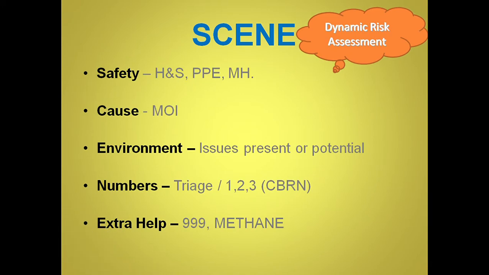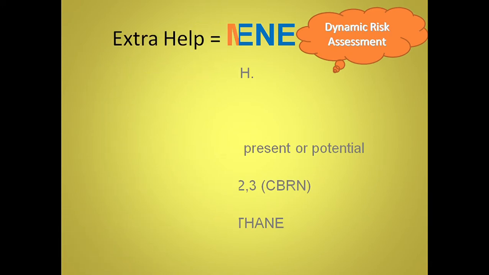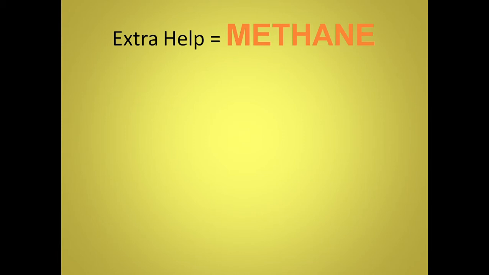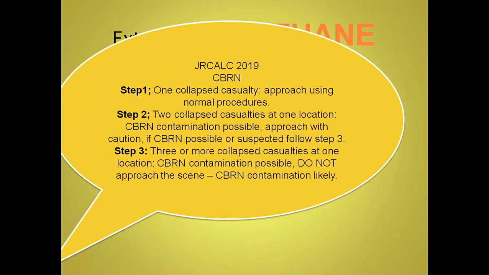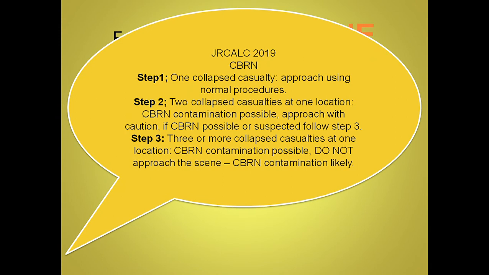So let's take this on to the methane report then. So when we might need that extra help. Thinking about declaring a major incident is quite a big step. And I said we were going to come back to the 1, 2, 3 rule. And this is looking at CBRN, chemical, biological, radiological and nuclear incidents, including explosive environments.